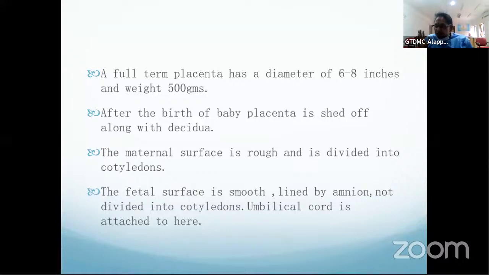But just know that there are pre-malignant and malignant lesions. Pre-malignant are complete mole and partial mole. Malignant are invasive mole, choriocarcinoma, and placental-site trophoblastic tumor. As soon as you diagnose a pre-malignant lesion, you terminate that pregnancy and you follow the patient with your beta HCG. If it comes to normal, okay. But if it is going up, with slow regression or plateauing, then there is a chance of it turning into a malignant lesion. So you should treat it.